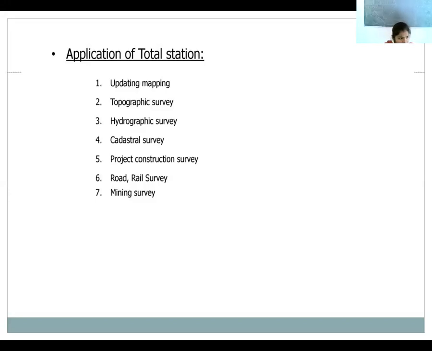Then there are some disadvantages, like the instrument is costly. Then for conducting the survey using this total station, a skilled surveyor is required. Then for overall check of the survey, it is necessary to return to the office and prepare a drawing using appropriate software, due to which it is time consuming.